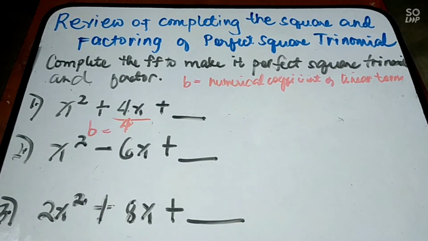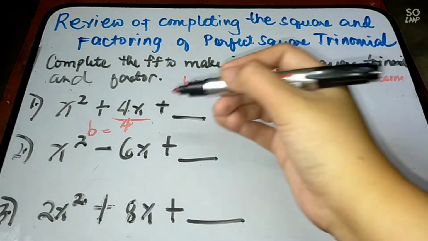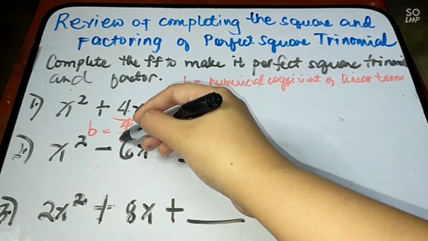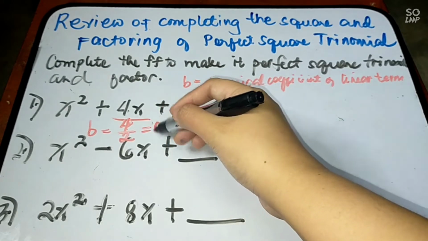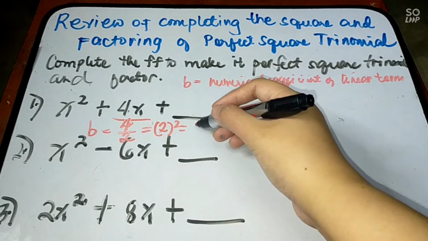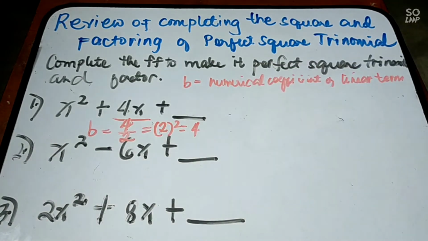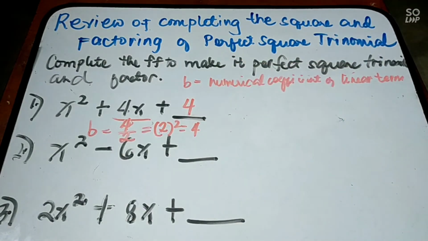Kung natatandaan ninyo, doon sa ating quadratic formula, we find a, b, and c. So, yun lang yun. We are going to find b lang. So, b is equal to 4. Afterwards, we are going to divide it by 2. You are going to find the half of 4. The answer is 2. Then, you are going to square it. What is 2 squared? We have here 4. That is it. Yung 4 na yon, yun yung i-add mo dito.